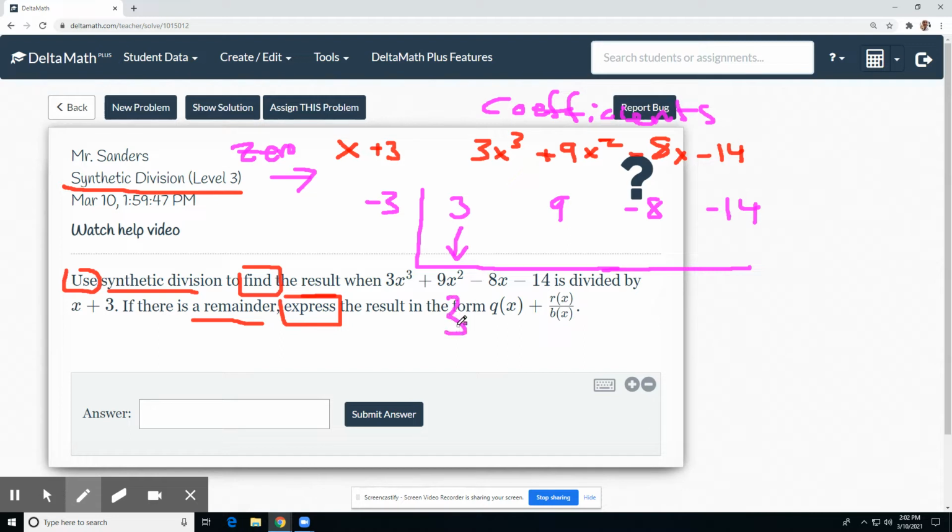Okay, so we drop the 3 down first. So that's our 3. And then we multiply the 0 number times this first coefficient. So that would give us -9. And we write the answer here, right? You add straight down, and this gives us 0.